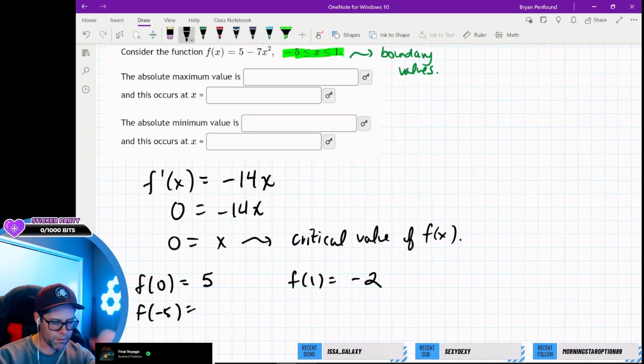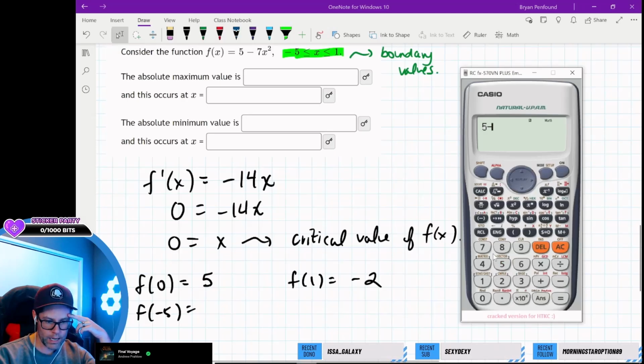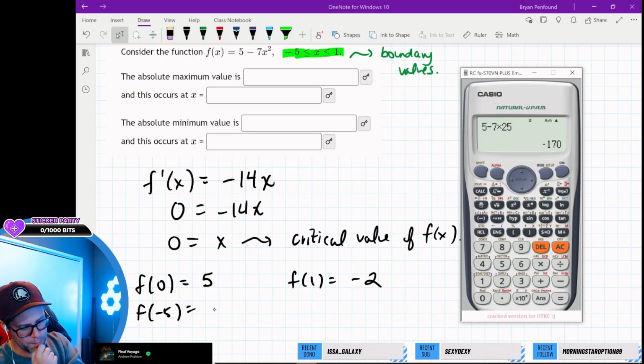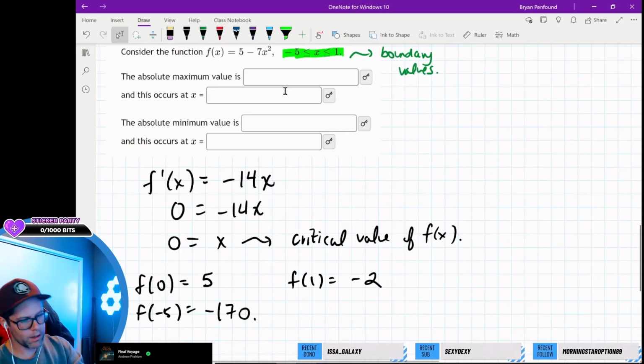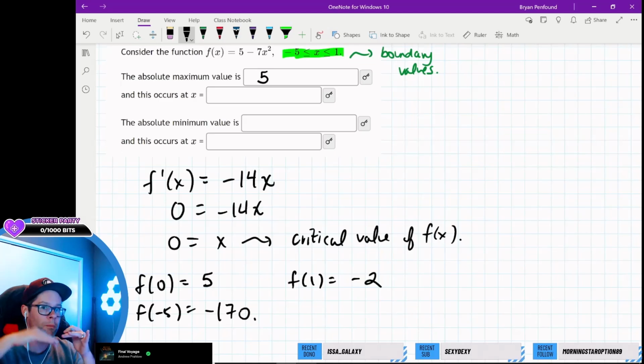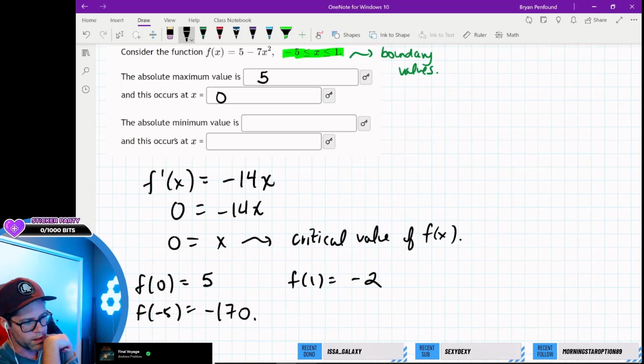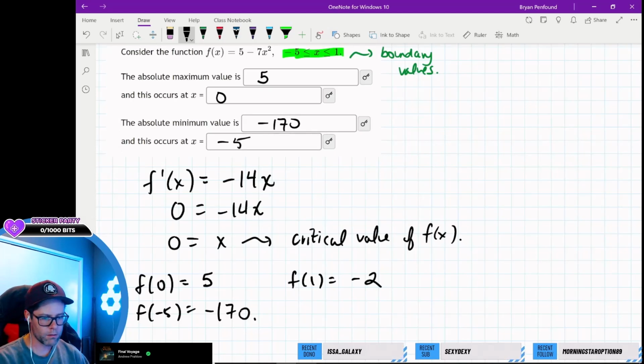And then at -5, we're going to get 5 take away 7 times 25. So that's going to clearly be our absolute minimum, because that's our smallest y output. So the absolute maximum value is 5. Right, so the maximum or minimum values represent the y numbers that we're working with. So the max value is 5. This occurs at x equals 0. And then the min value is going to happen at -170. And that's when x is equal to -5. So that's what we're looking for there.